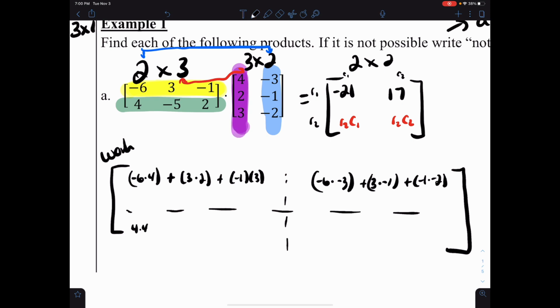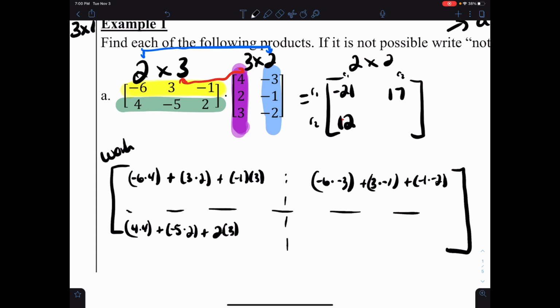So 4 times 4, the first in each. Then we'd add the product of the second of each. And then finally the third and the third. So we'd add 2 times 3. And then once we figure out the sum of those products, we're going to get 12. So that's the final answer in our answer matrix.